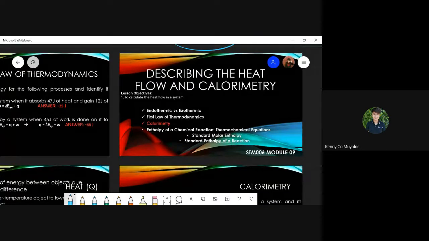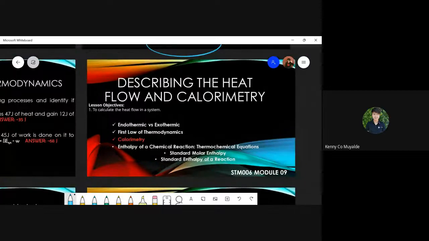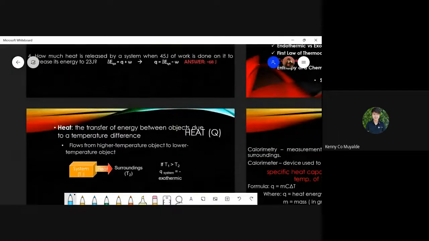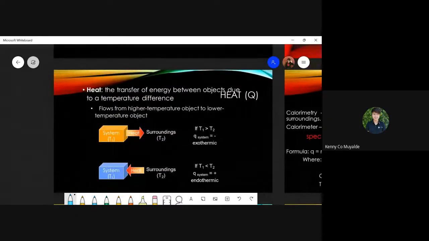Thank you for those. Now we are going to go to module number 9, which is describing the heat flow and calorimetry. Kasi di ba kanina we have discussed that thermochemistry involves the flow of heat in a chemical reaction. Now, heat can be transferred between objects due to temperature differences. Okay? Now, the transfer of energy is from higher to lower.